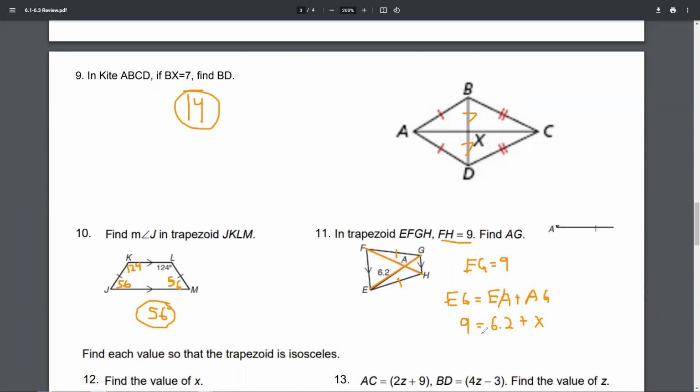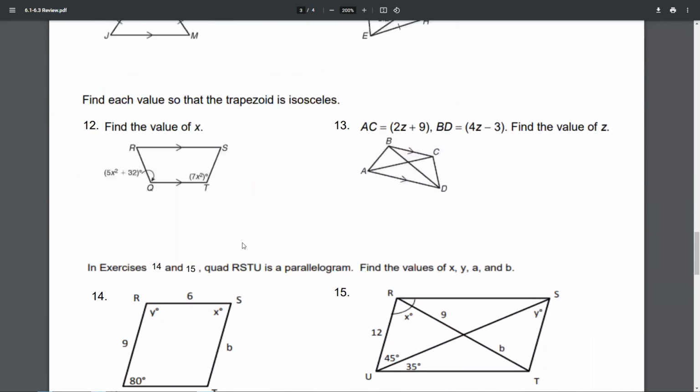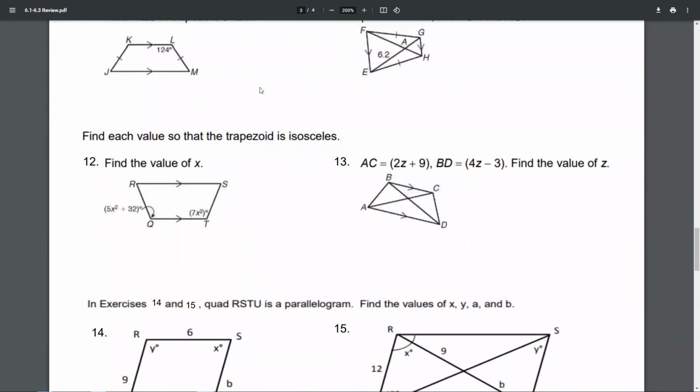So when we subtract 6.2 on both sides, we get 2.8 for X, right? 6.2 plus 2.8 gives us the whole thing, which needs to be 9, because it needs to be the same as FH, because in an isosceles trapezoid, diagonals are congruent. 2.8 units. All right.